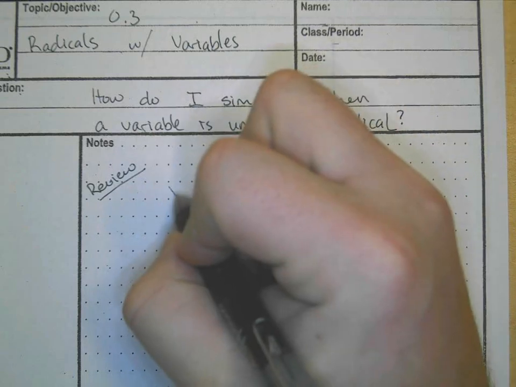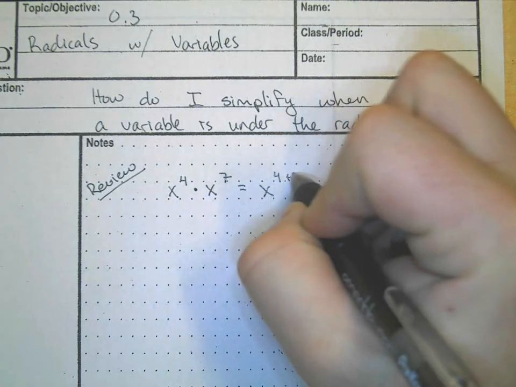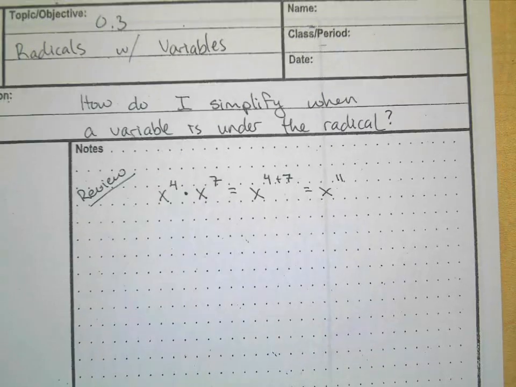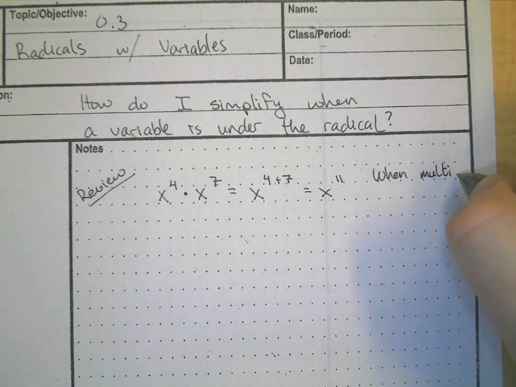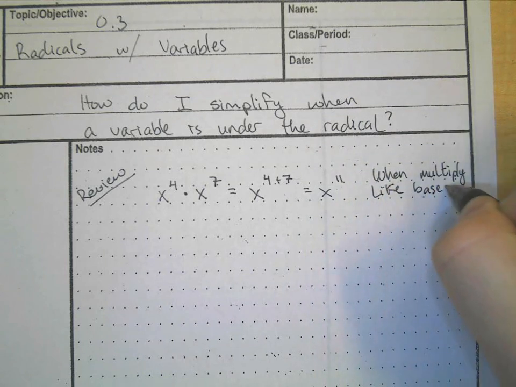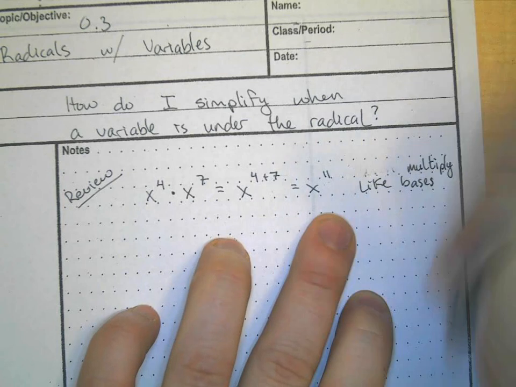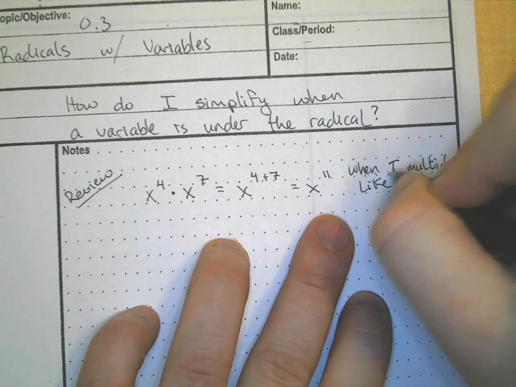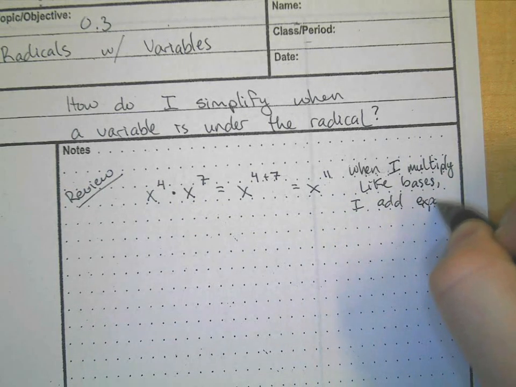So one of our exponent rules is when I'm multiplying similar bases together, we add their exponents. When I multiply like bases, I add exponents.